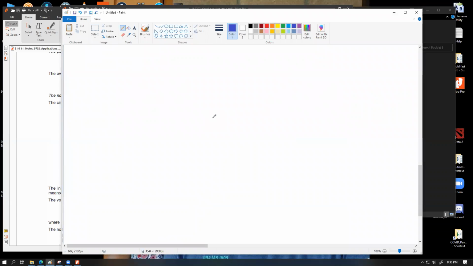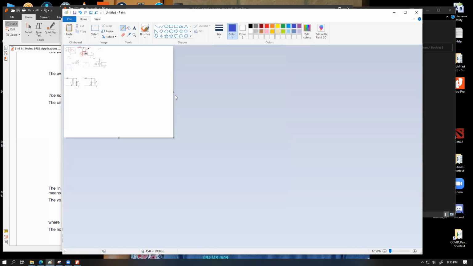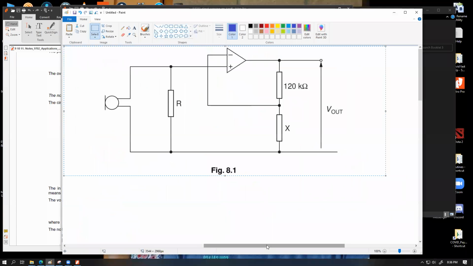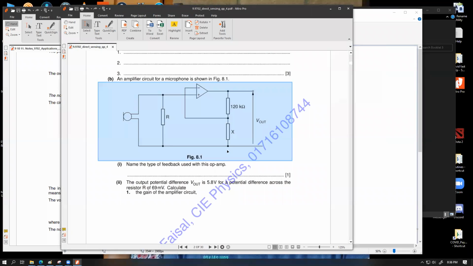So let's copy multiple pieces. This is the circuit that we have. That's a bit big.